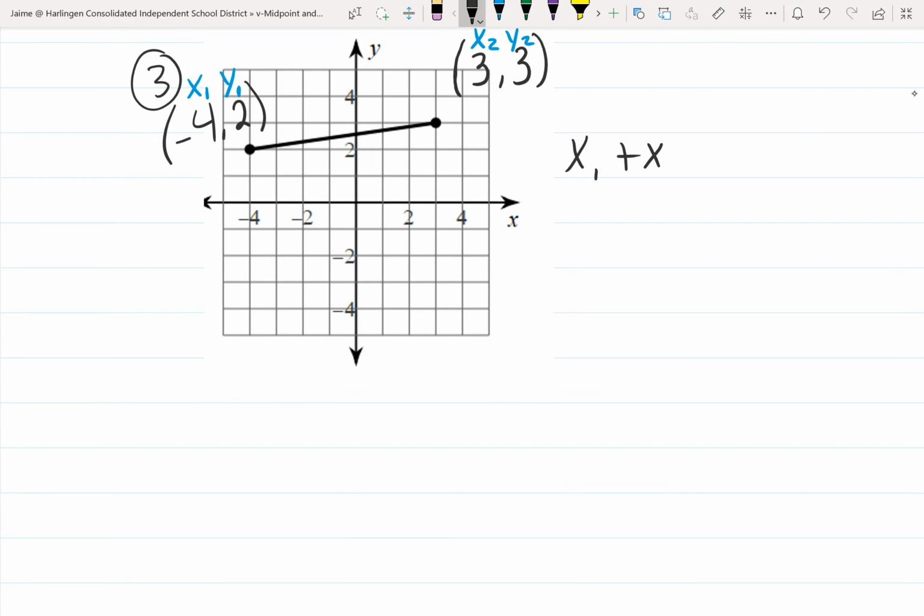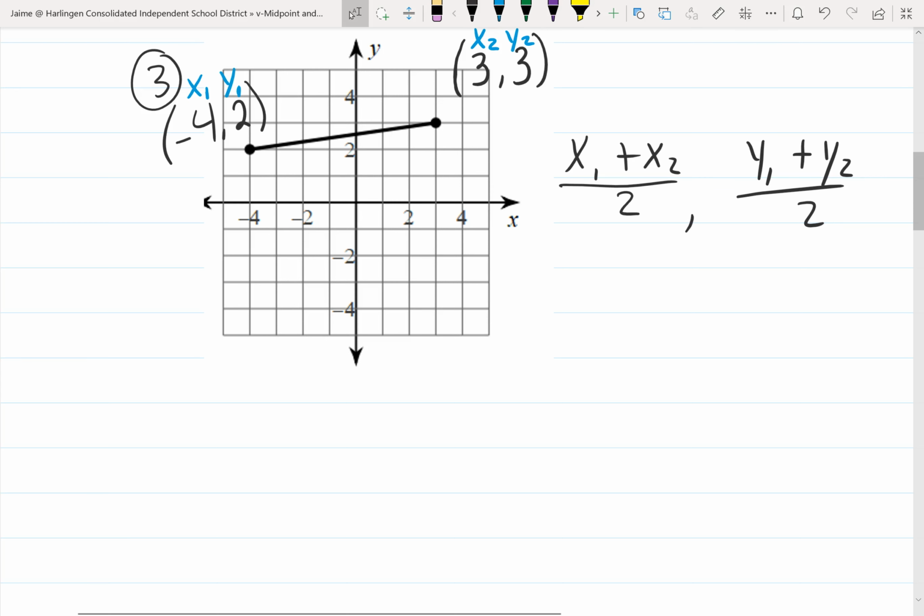x1 plus x2, divide that by 2, comma, y1 plus y2, divide that by 2. So x1 is right here, x1. That's -4.